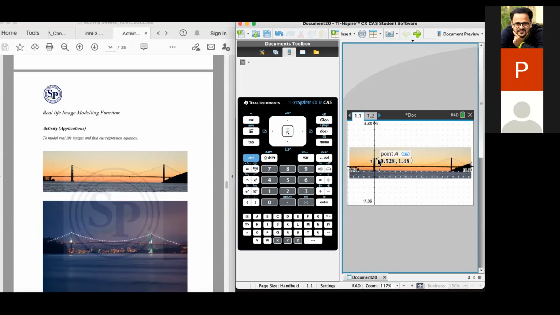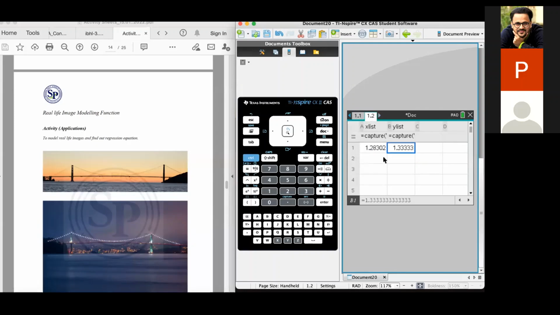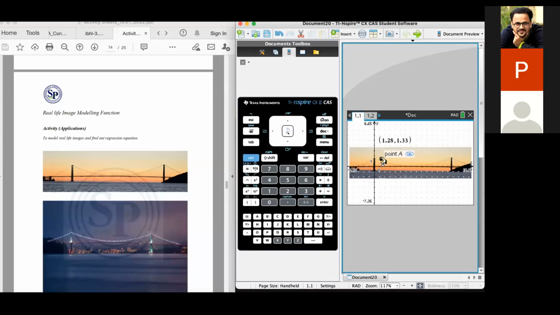Now I will drag my point on the curve. As I said, keep it as close to the curve as possible, and press control. So your data point is recorded. Again, bring control dot.